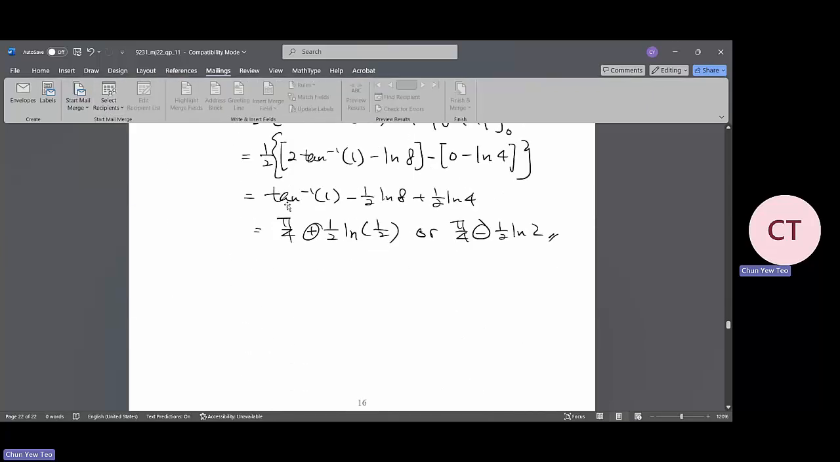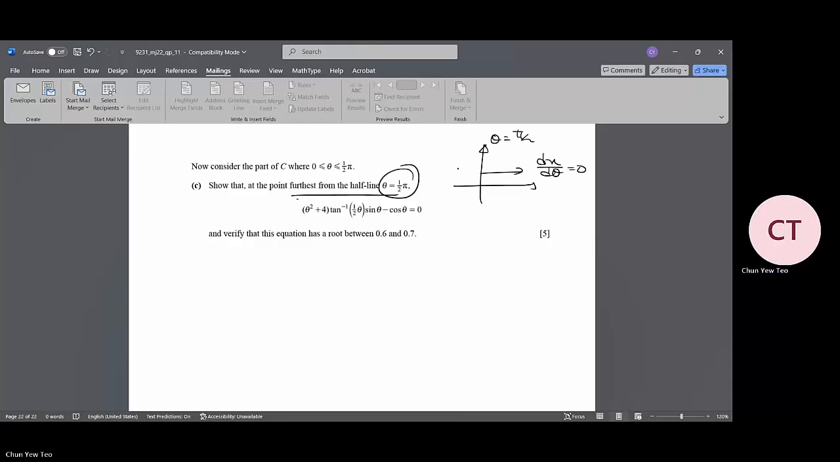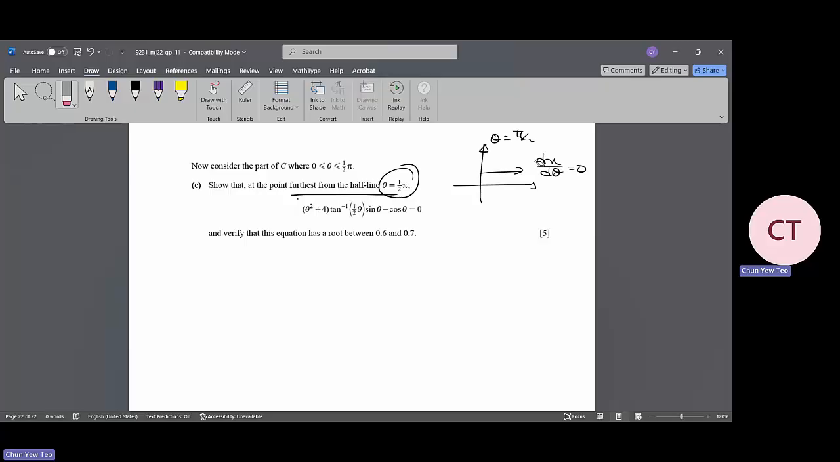So now we go back here. We want to find the furthest point from the half line theta equal to pi over 2. So that means this is the theta of pi over 2. If you go for furthest, that means actually we are looking for the dx/d theta equal to 0. So what you need to do here is we need to find out what is the x first. So what is your r square?